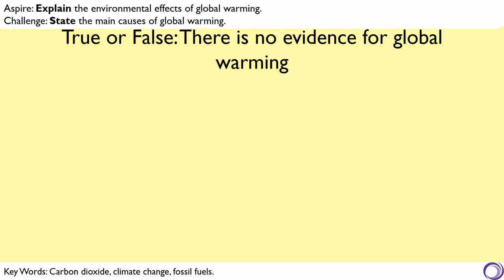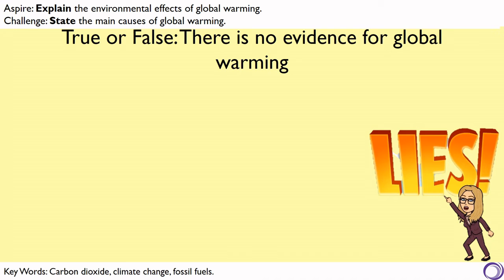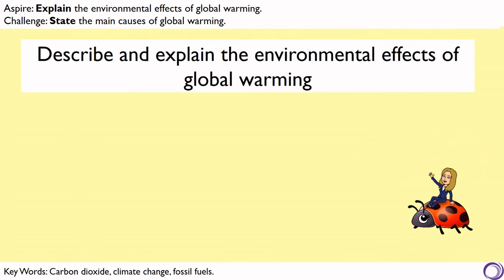True or false? There is no evidence for global warming. And the answer is false. There's lots of evidence for global warming. As long as records have begun, we can see that steady increase of temperature and the steady increase of carbon dioxide concentration. There are seasonal fluctuations because of summer and winter, but we'll look at the general trends when we're looking at this sort of data.